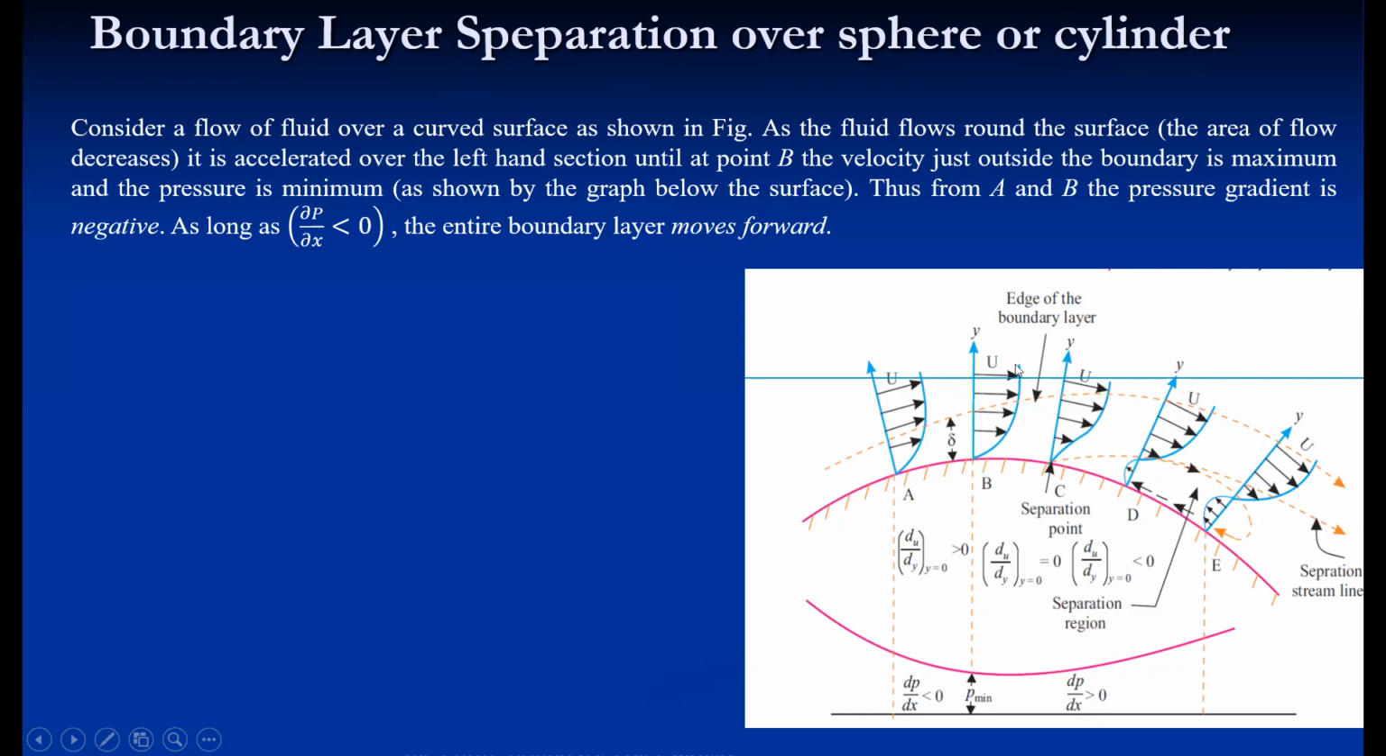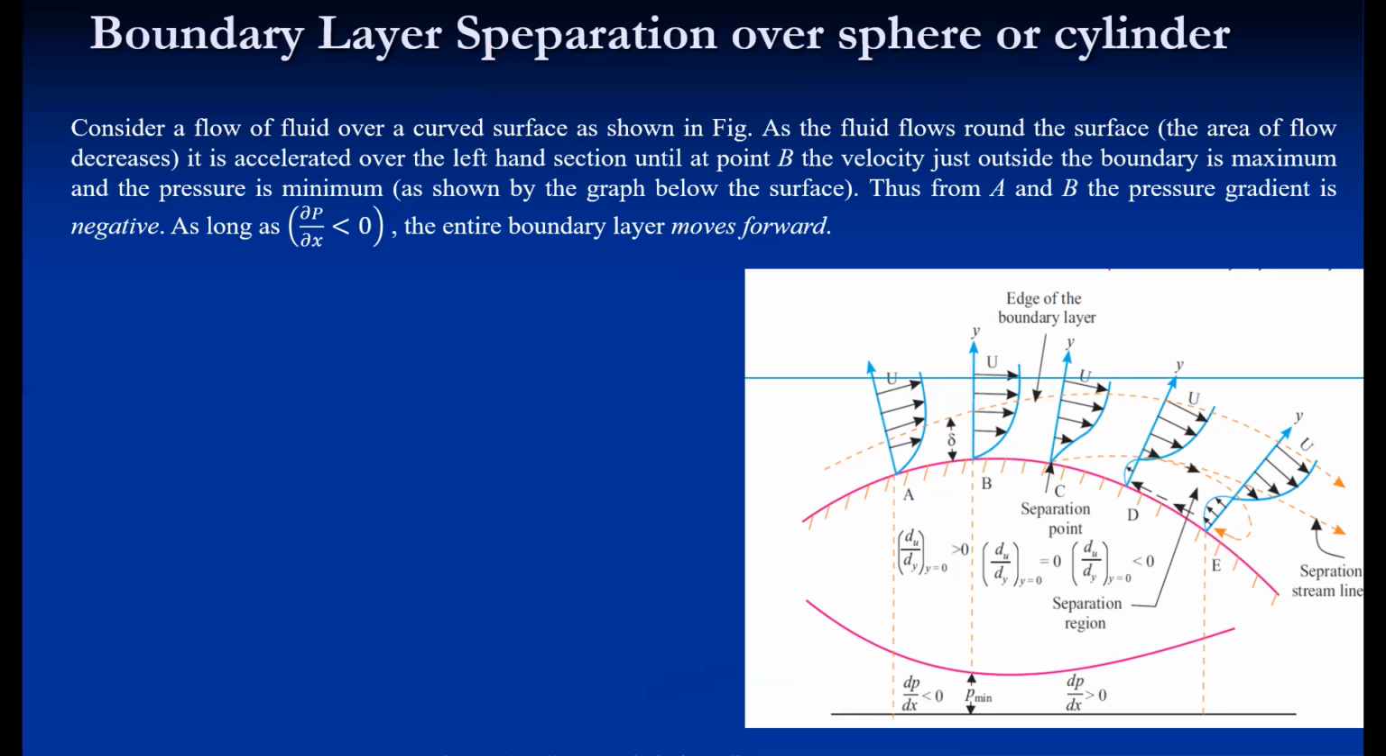So the point B is reached, where the pressure is minimum because this is the lowest cross flow passage, and gradually the pressure decreases. So this is a negative pressure gradient, which causes a positive effect because both inertia force and pressure force assist the flow. That's why there is a limit on growth of the boundary layer up to point B. Thus, from A to B, the pressure gradient is negative, and as long as the pressure gradient is negative, the entire boundary layer moves forward.